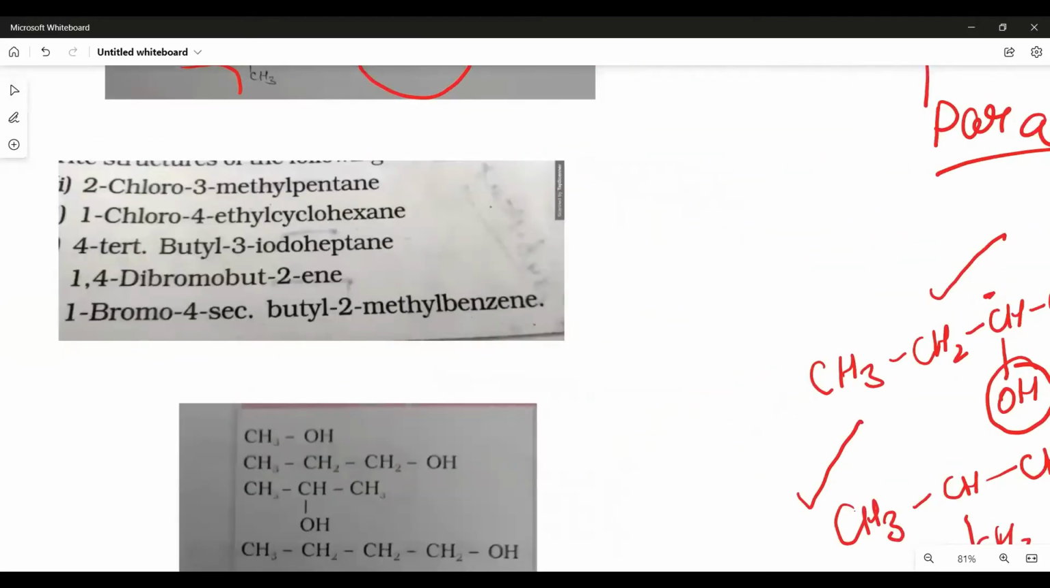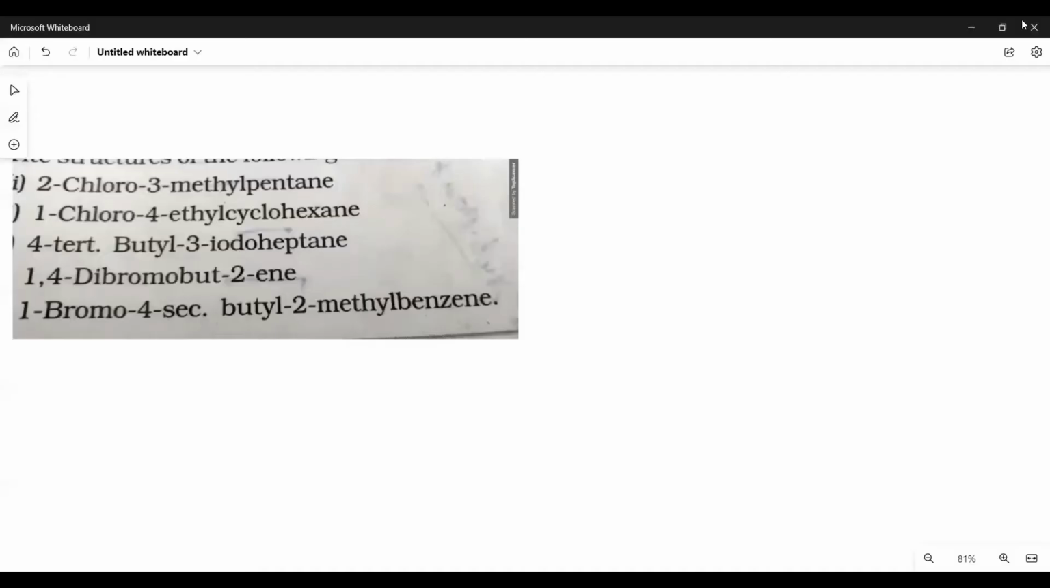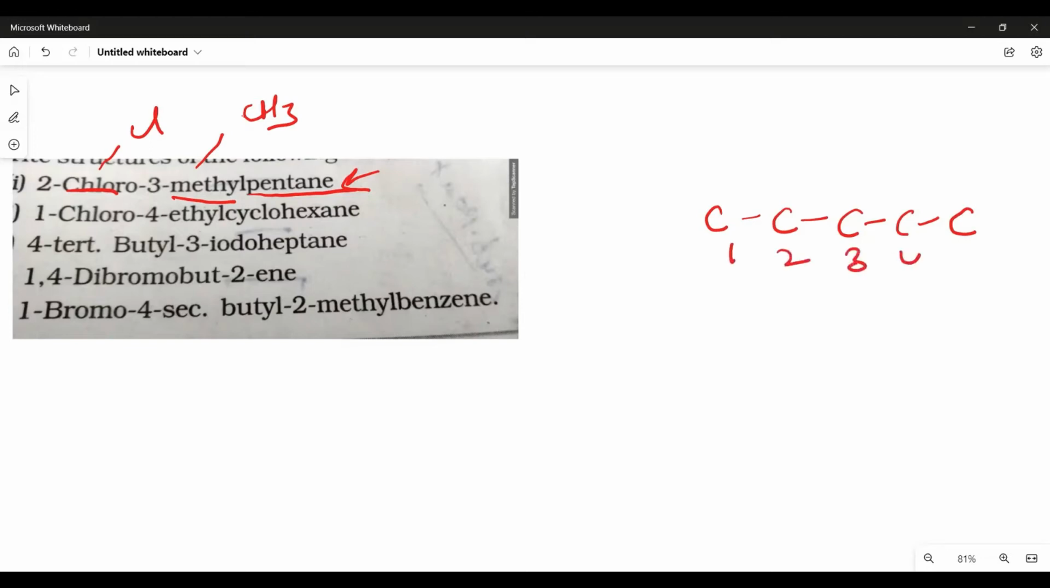Now see, if we have to write a structural formula, it means the IUPAC nomenclature is given to you. How can you write the structural formula if the IUPAC nomenclature is given? First of all we have to see that chloro and methyl are the substituents present on the chain. And the chain you get from here: pentane. Pentane means 5 carbon atoms. 1, 2, 3, 4 and 5 carbon atoms you have to write down in this manner. Then from either side you may give the numbering 1, 2, 3, 4, 5.